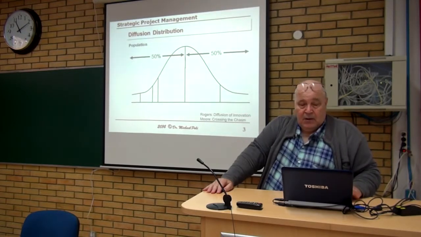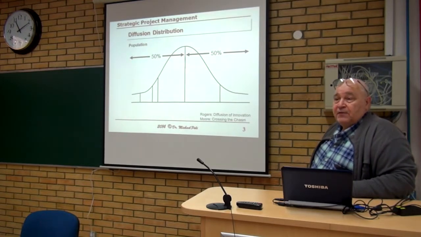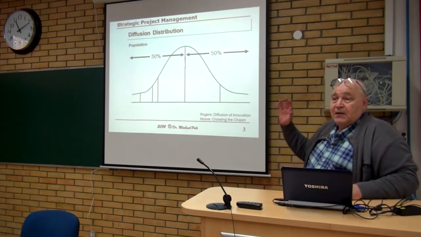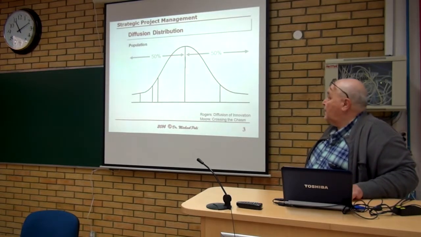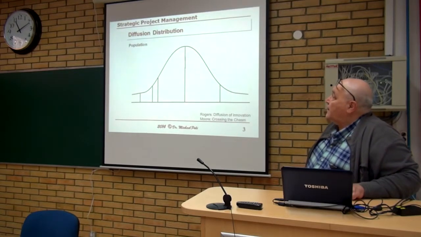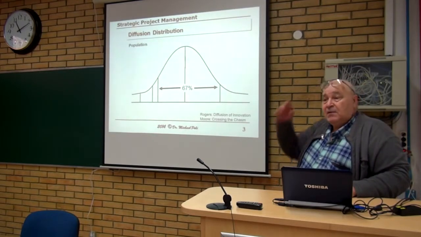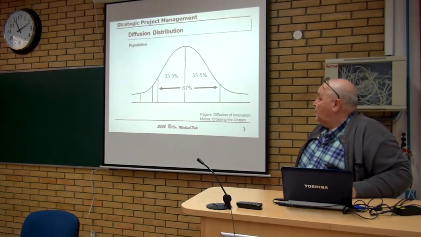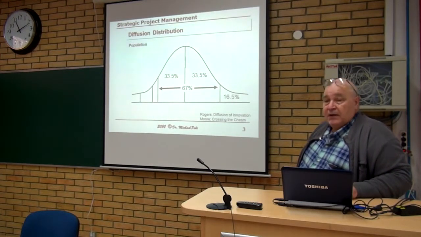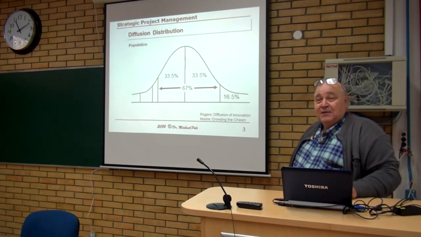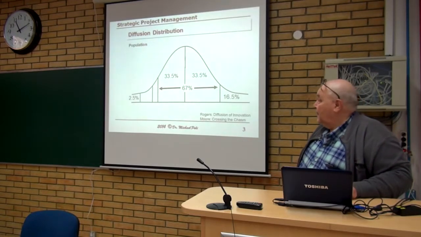TALC. And again, the distribution is 50-50. 50% of the population will adopt on that side, and 50% on this side. That says the population between these two spaces is 67%. Then 33.5, 33.5, and 16.5. Hey, we did good mathematics, huh? We can divide by 2. Very good.